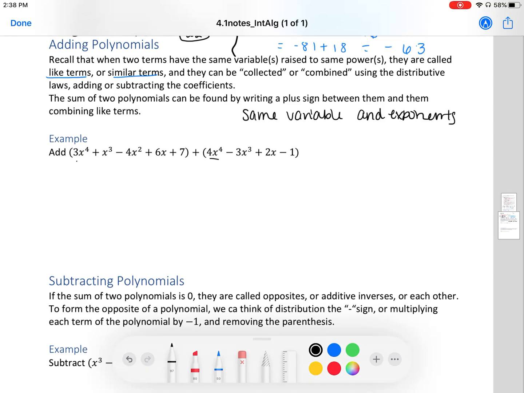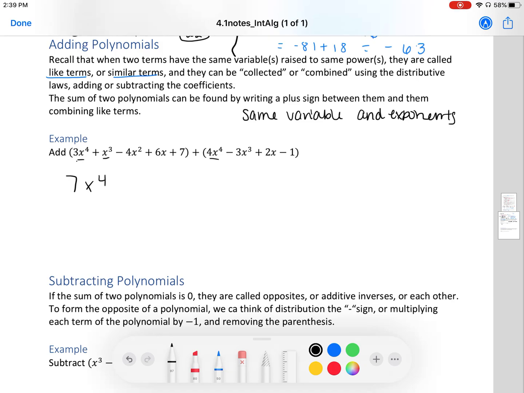All right, so I see that fourth power. Those two have fourth power, so we have 3 plus 4, we get 7x to the fourth power. Think of them as separating your fruits. You have to add up all the apples, all the bananas, all the grapes, all the pears. You want them counted separately.